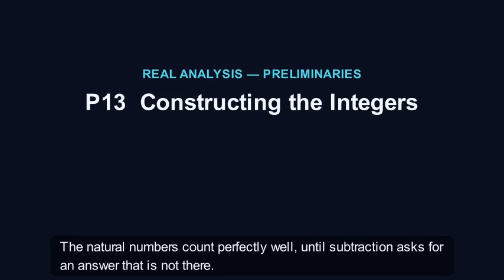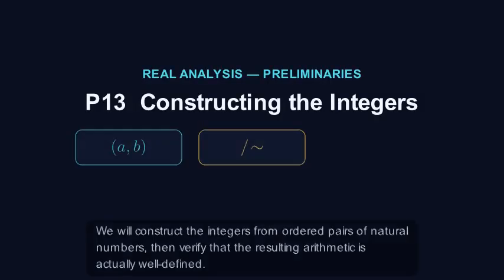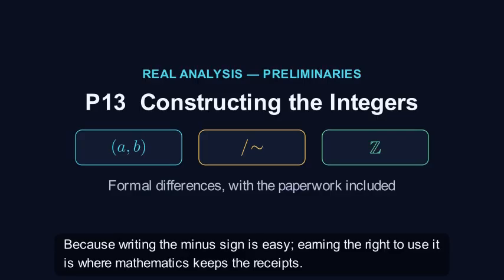The natural numbers count perfectly well, until subtraction asks for an answer that is not there. We will construct the integers from ordered pairs of natural numbers. Then verify that the resulting arithmetic is actually well defined. Because writing the minus sign is easy, earning the right to use it is where mathematics keeps the receipts.